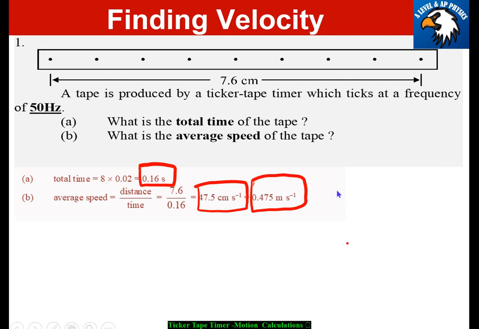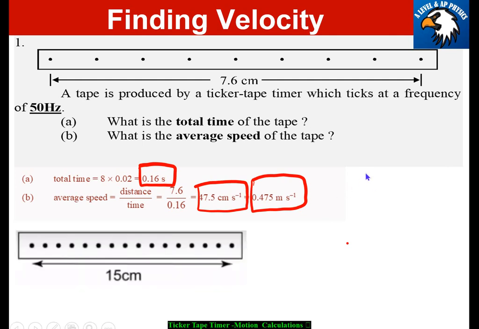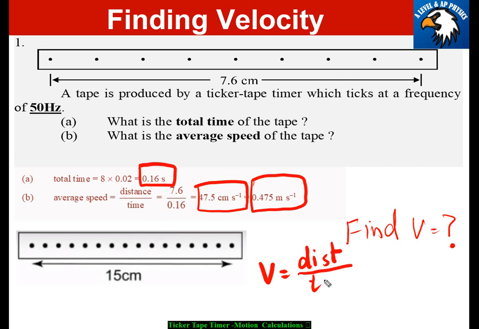Let's try to answer another question now. This tape is given to us. What we need to do is find the velocity, meaning the average velocity or average speed. Now, how can we calculate the speed? v is equal to distance over time, or displacement if I'm saying velocity, divided by time. So first we need to find the displacement divided by time.